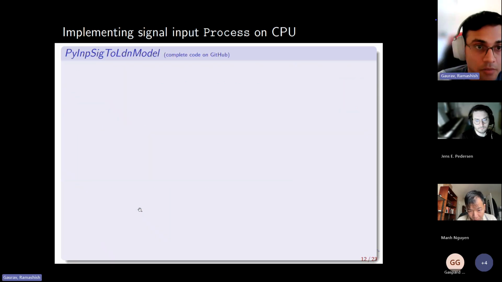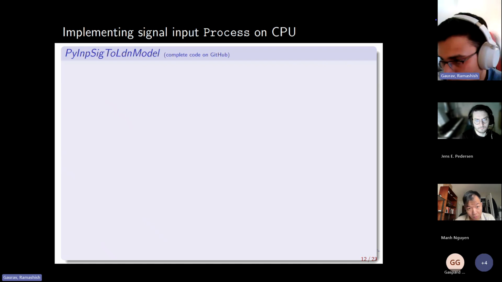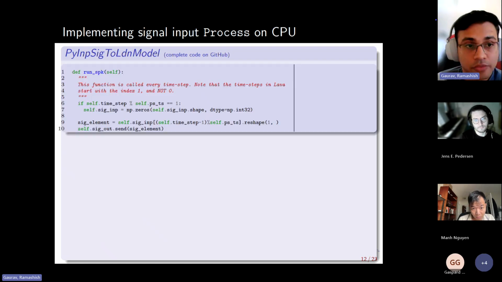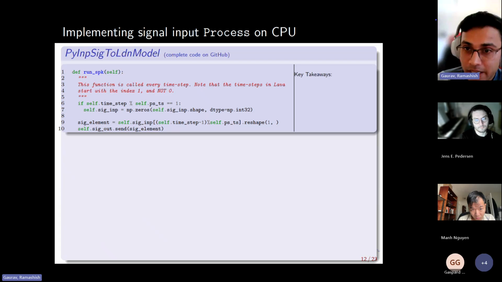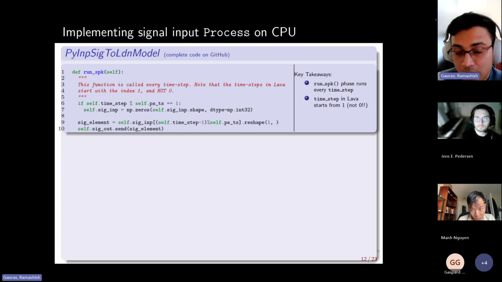So proceeding ahead to the implementation of the actual Loihi phases here, the first phase that we need to implement is the run SPK phase. The key takeaway is that the run SPK phase runs every time step. And please note that the time step in Lava starts from 1. And that's why you have got this sort of a very different line here, which denotes that the entire signal is processed. So the time step variable starts with 1, and it continues iterating, adding 1 to itself: 1, 2, 3, 4, 5, 6, and so on.